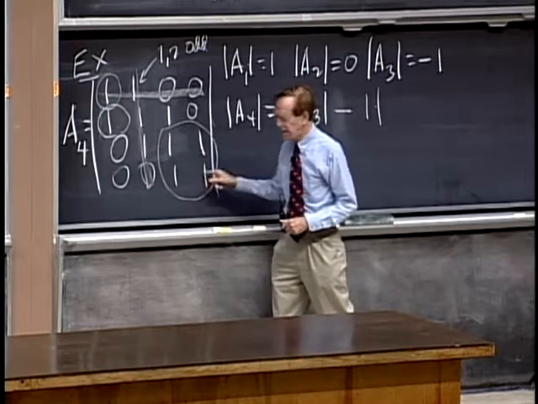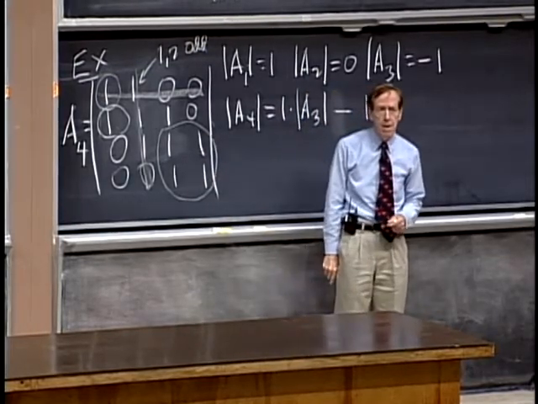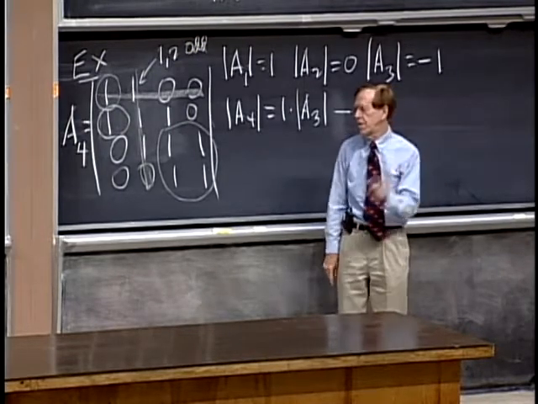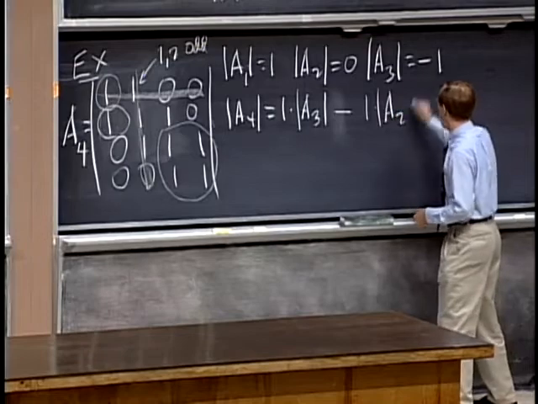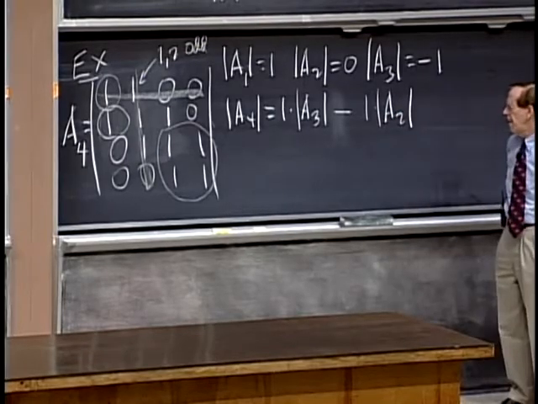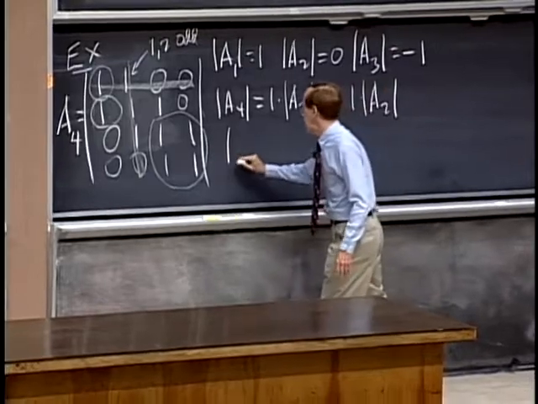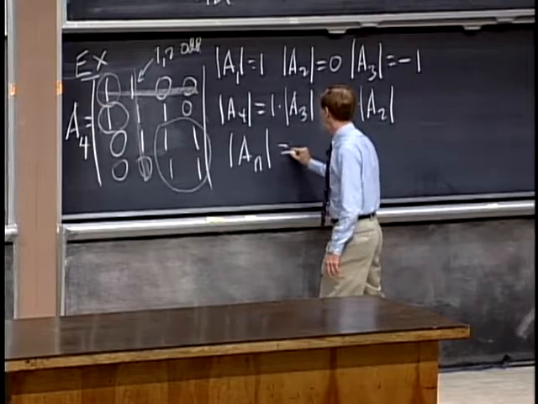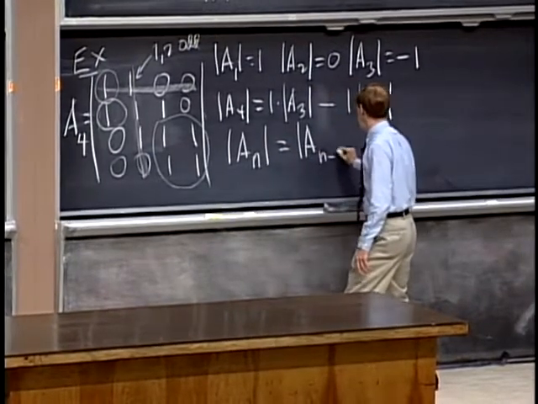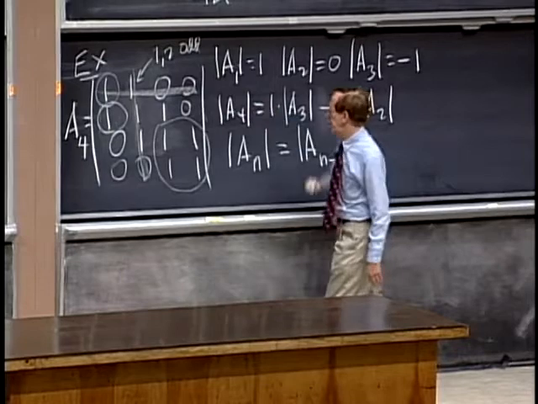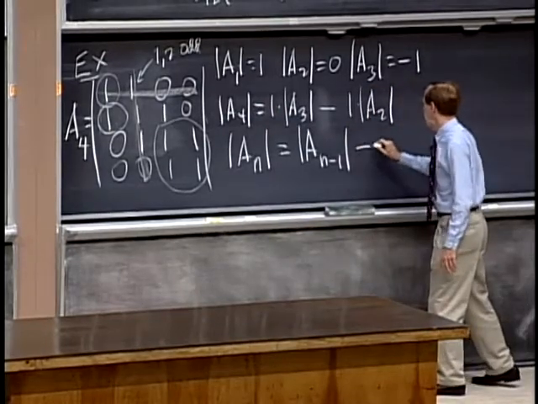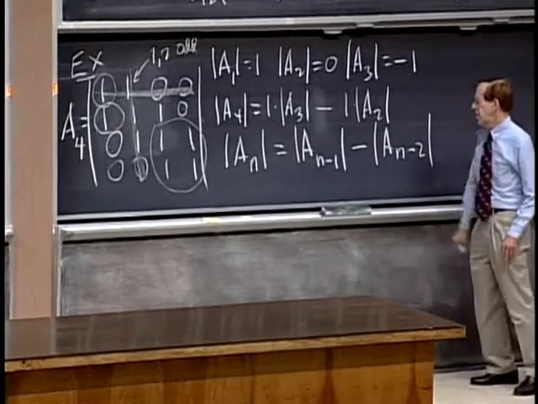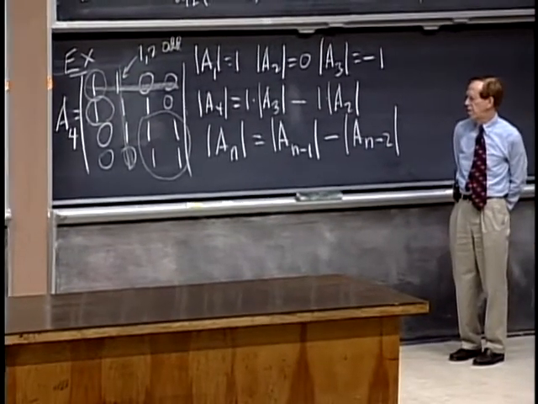And what's this matrix here? Do you recognize that? That matrix is, yes, please say it, A2. And that's our formula for any case. The determinant of A_n is equal to the determinant of A_(n-1), that's what came from taking the 1 in the upper corner, the first cofactor, minus the determinant of A_(n-2). What we discovered there is true for all n.